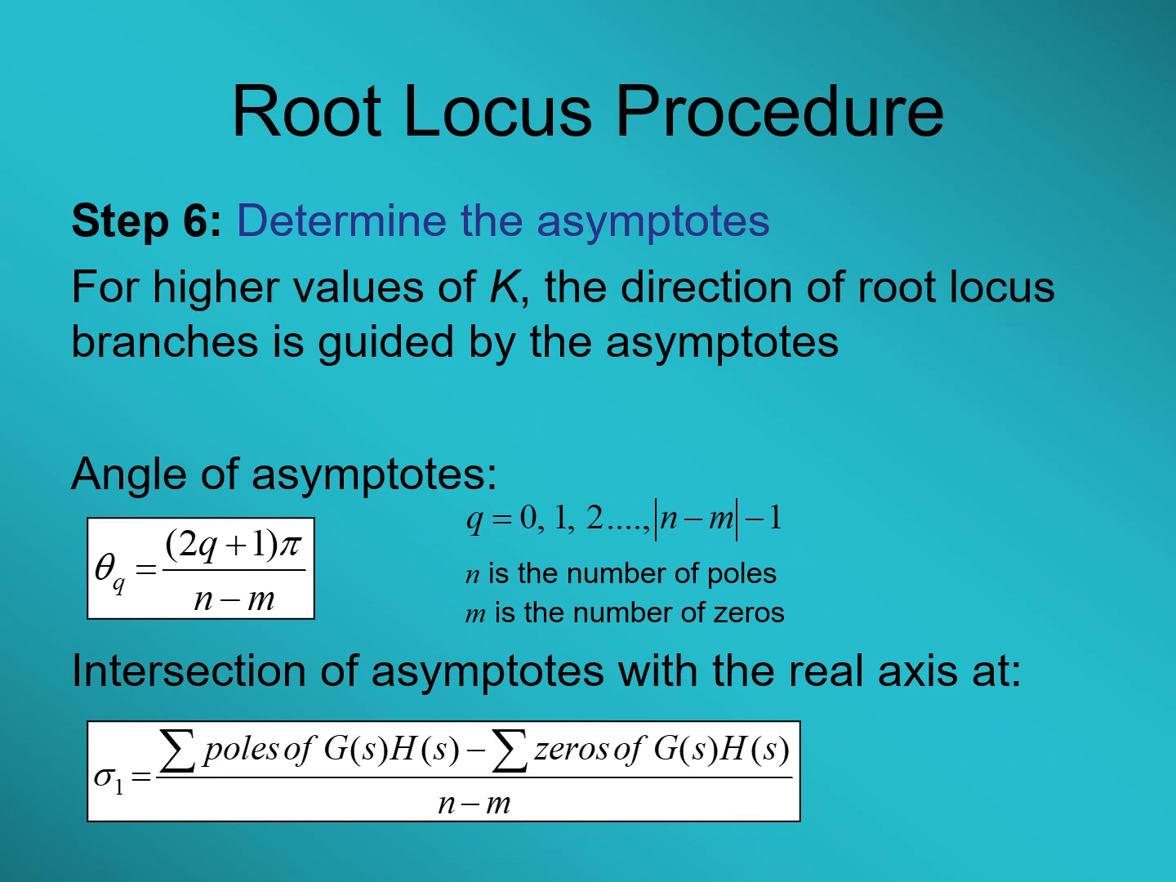Step number 6, determine the asymptotes. Okay, for higher values of k, the direction of the root locus branch is guided by the asymptote. Okay, so how to find? There are 2 parameters basically.